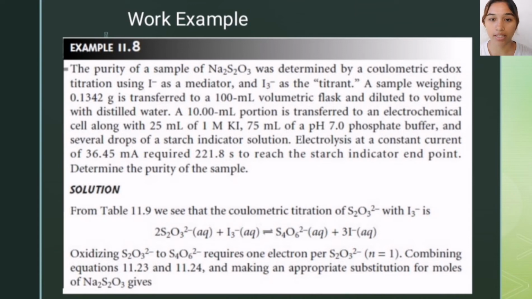So here we will calculate the purity of the sample given in Example 11.8. This is the solution. From Table 11.9, we see that the coulometric titration of S2O3²⁻ with triiodide is 2S2O3²⁻(aq) + I3⁻(aq) ⇌ S4O6²⁻(aq) + 3I⁻(aq). Oxidizing S2O3²⁻ to S4O6²⁻ requires 1 electron per S2O3²⁻. So, n equals 1. The n is the number of electrons.